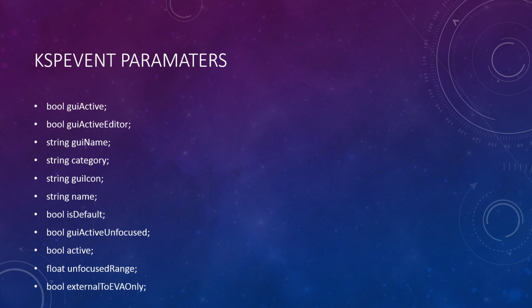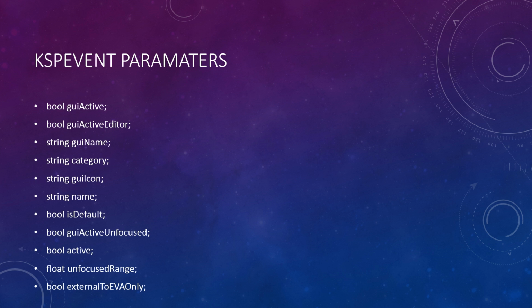The first four, called GUI active, GUI active editor, GUI name, and category, are just like those in the field attribute. They perform the same functions in the event attribute. The category parameter currently has no known use in this attribute as well. The next three are called GUI icon, name, and isDefault. These parameters also currently have no known use.